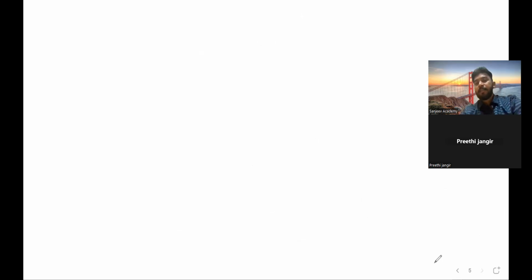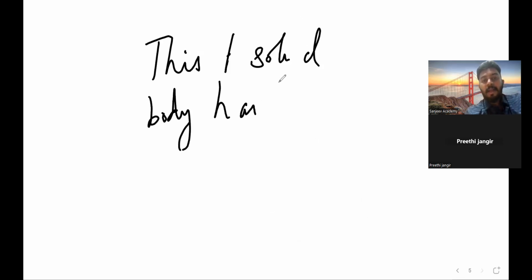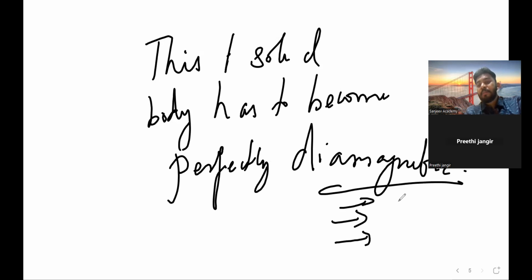Okay. Now coming to the Meissner effect. In Meissner effect, what happens is my superconducting material is kept in a magnetic field. And this solid body has to become perfectly diamagnetic. See, if you don't know what is diamagnetic, in diamagnetic, all the electrons are aligned together. In paramagnetic, the electrons are not aligned together. Electrons are random. I hope it's clear now.